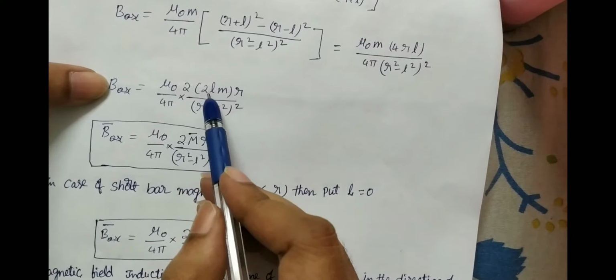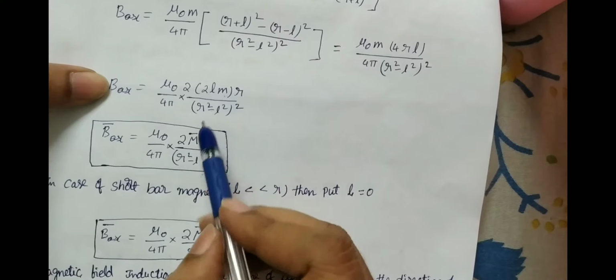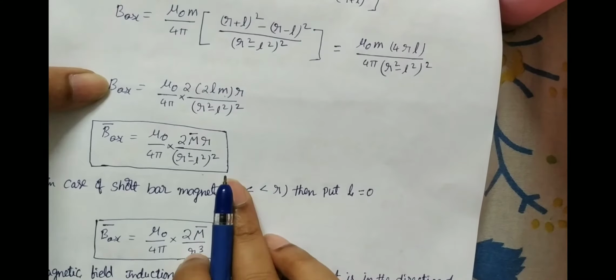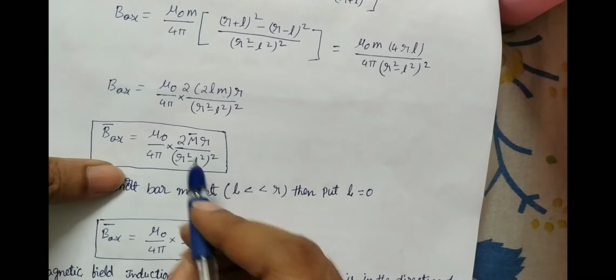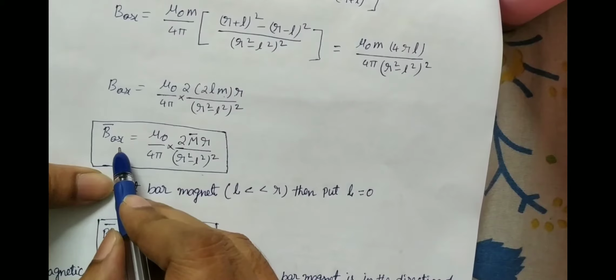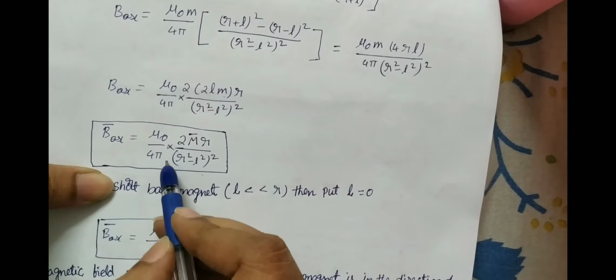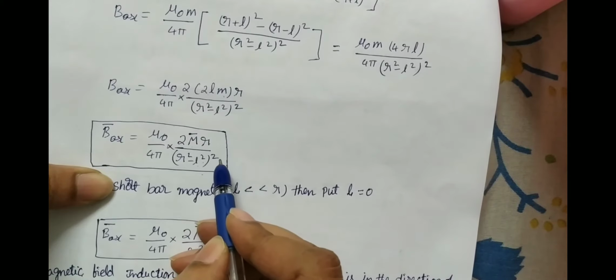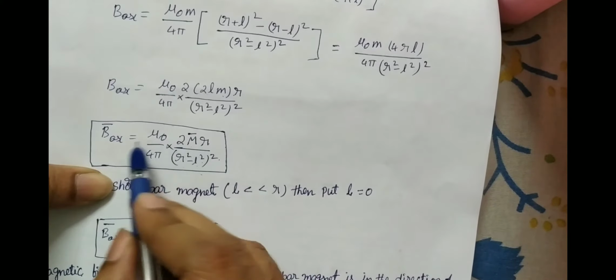This 4 rL we are writing like this, that is B axial equals 2 into 2 L m. This 2 L m we can write as a capital M, the magnetic moment. So this is the formula: the magnetic field induction on the axial line of the bar magnet is equal to mu naught by 4 pi, 2 M r by r square minus L square whole square. You see these two vectors here.